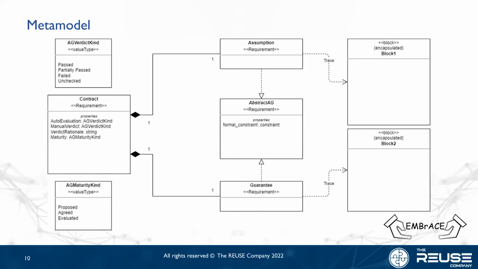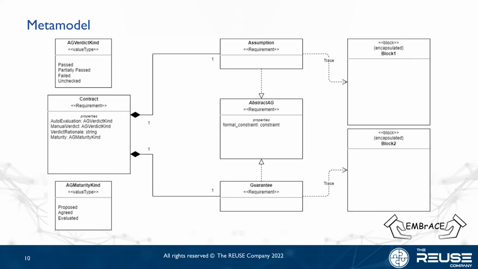As said, the reuse company has this implementation from natural language processing that checks the quality of the requirements. So we can apply this automatically to the assumption and the guarantee. Also, the user can provide a manual verdict saying if it's fulfilling or not, if the contract passed, partially passed, failed, or is unchecked.